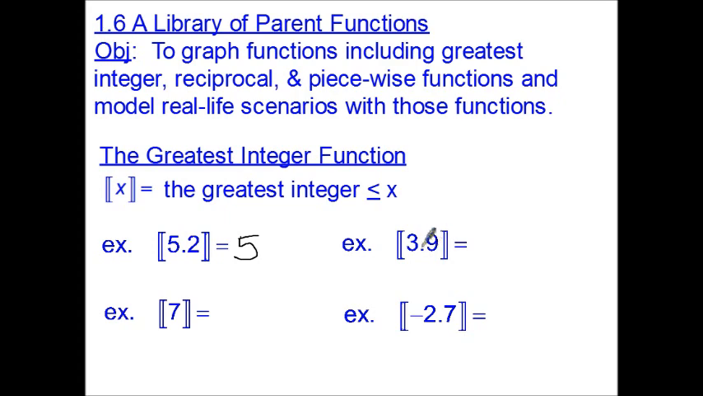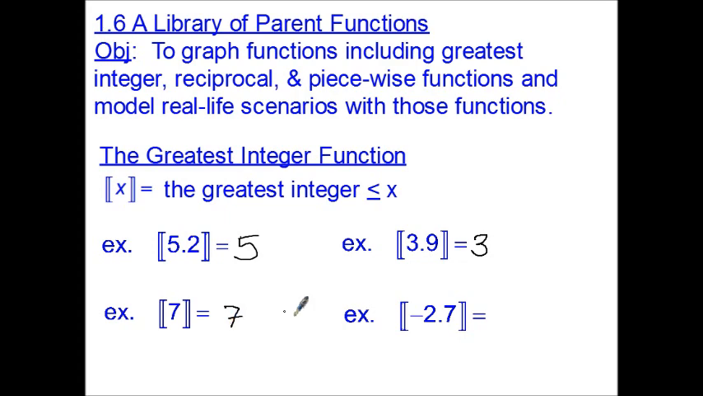When we get to 3.9, you might think, oh, this is just rounding. Well, the greatest integer of 3.9 is the greatest integer less than or equal to 3.9. Since we didn't quite make it to 4, it goes all the way down to 3. So this is more of a truncation than rounding, per se. The greatest integer less than or equal to 7 is still 7.